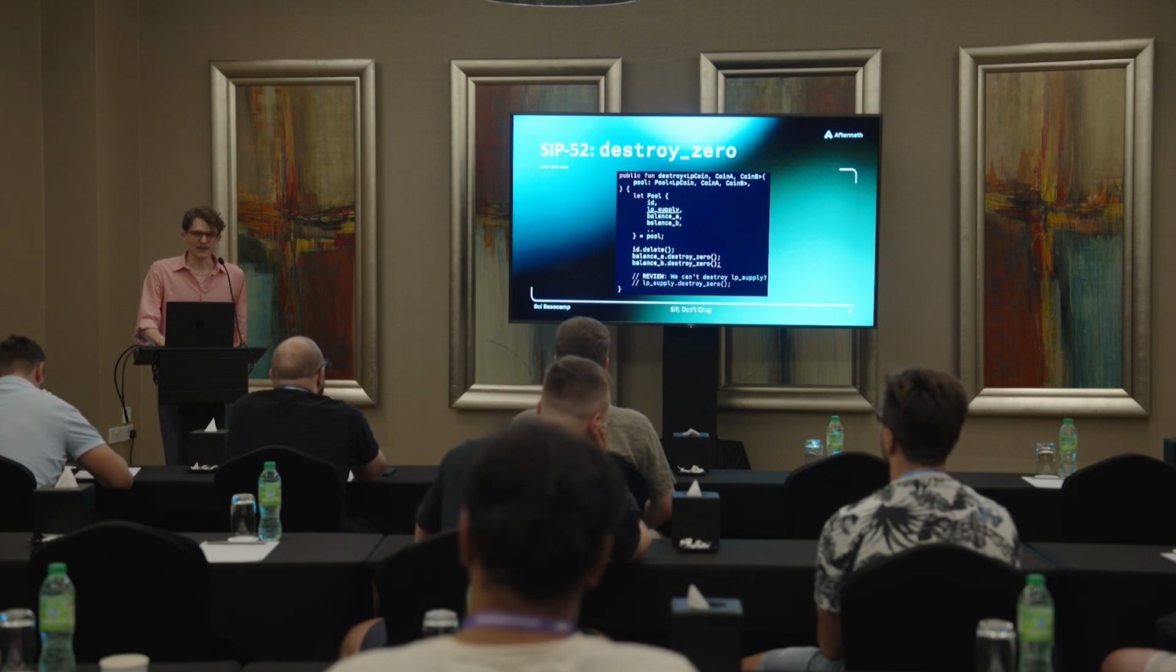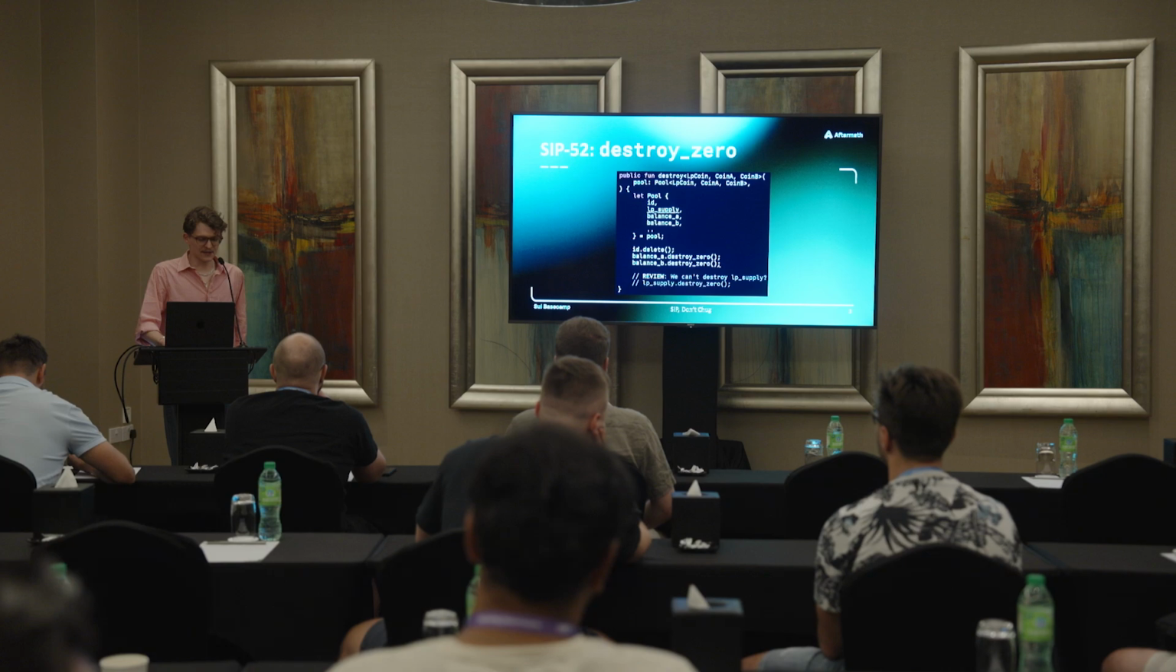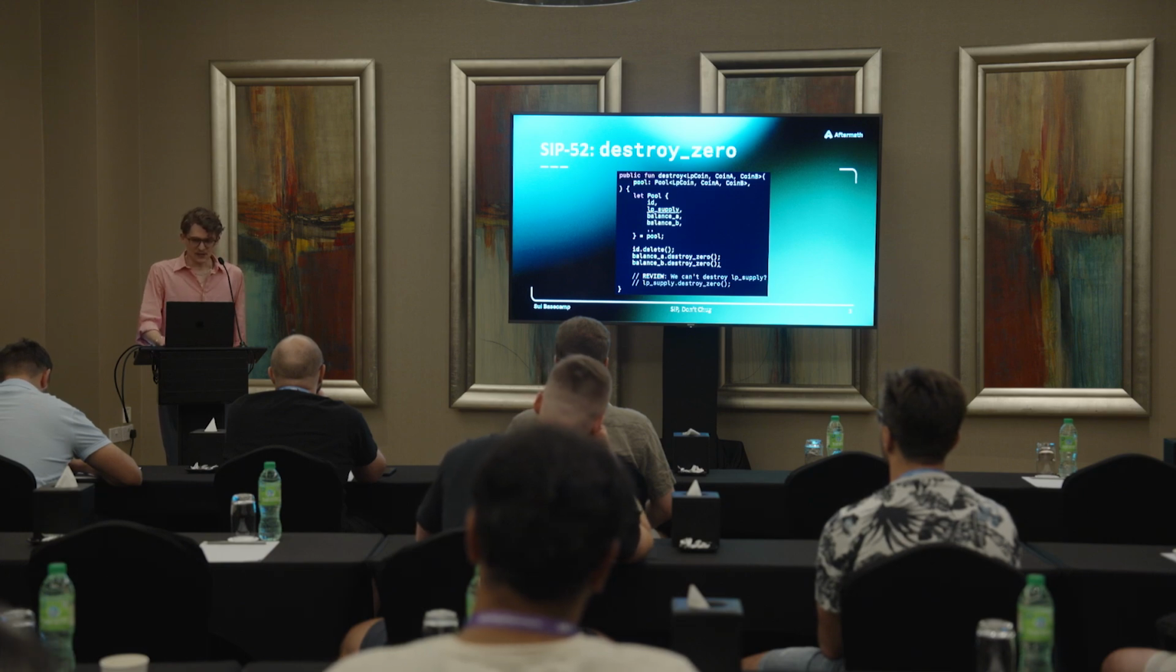Now we have the LP supply. What should we do with this? Right, the LP supply doesn't have drop, so we need to do something with it. Right, it doesn't have key, so we can't transfer it out. We can't share it. We can't make it immutable. There's not really an intuitive option for what to do with this supply.